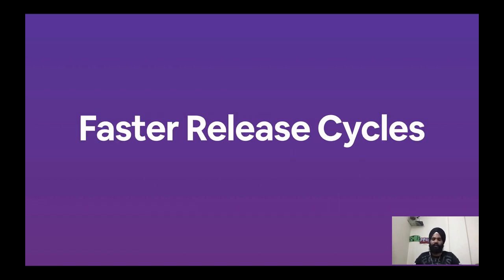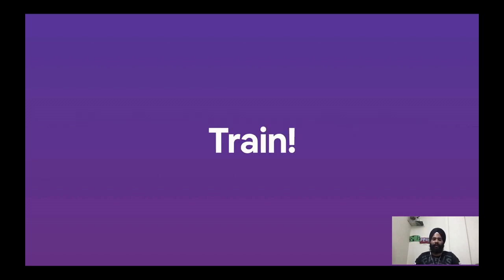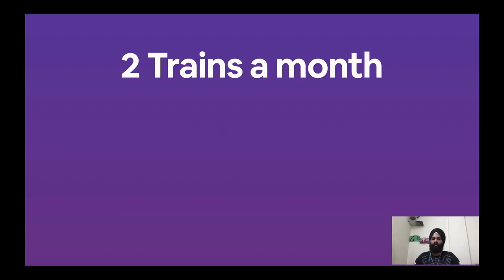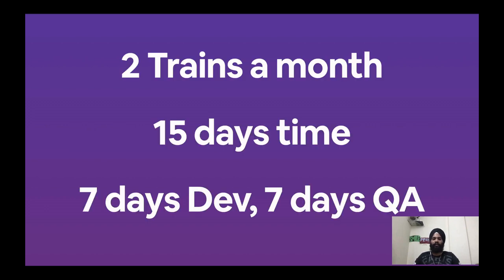And we needed faster release cycles because building a feature was not something that was mattering. It was getting it into the hands of the users. So we decided to streamline the process and come out with a concept of a train. Now, trains are actually not new. I'm sure most of you must have heard of it, but we've renewed it based on our expectations, our working environment, and our priorities. So there would be 2 trains a month of 15 days each, and it would include 7 days of dev and 7 days of QA.